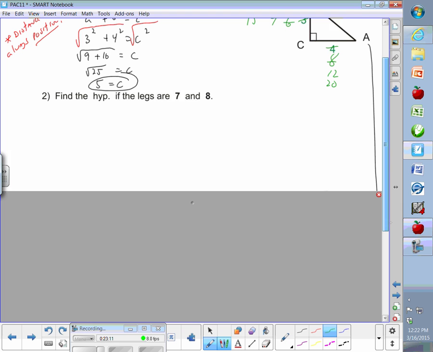All right, let's look at another problem here. Find the hypotenuse if the legs are 7 and 8. Well, here's a problem with no picture. So for time's sake, I've got to go a little quicker here. We're going to start with our formula. A squared plus B squared equals C squared.